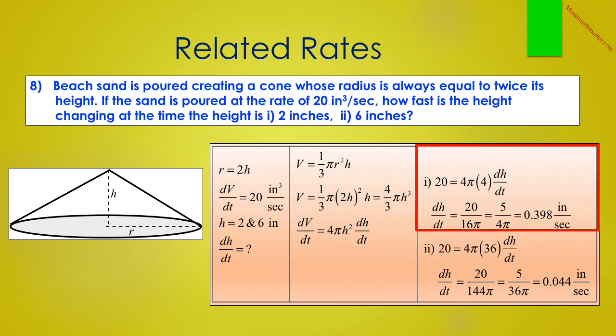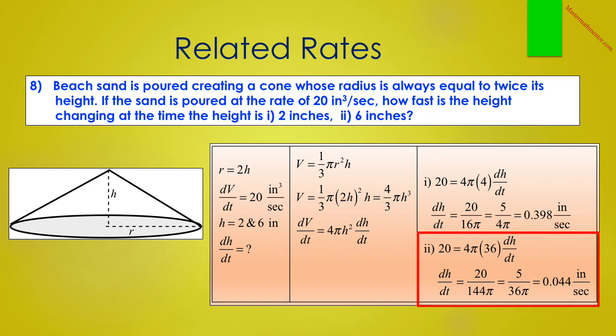So for part 1, we plug in all our information. 20 is equal to 4 pi times 2 squared dh/dt, and therefore dh/dt is equal to 20 over 16 pi, or 5 over 4 pi, turning out to be 0.398 inches per second.